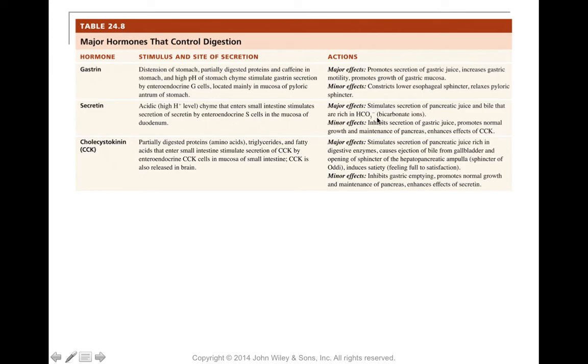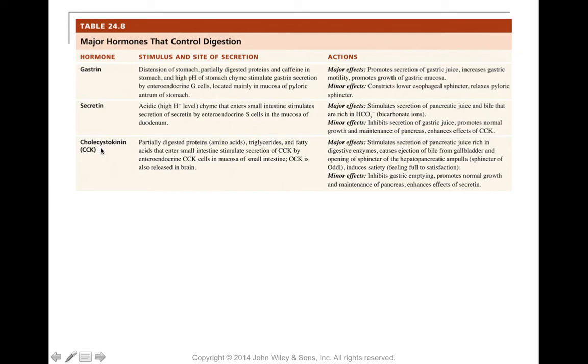The effects of secretin is that it stimulates secretion of pancreatic juice and bile. So all of a sudden we're going to have a ton of bicarbonate ions. Remember, bicarbonate ions are going to help increase the pH, so bring it back to a more normal level. Also going to help inhibit the secretion of gastric juices. It's telling us we no longer need it, right? The food's coming from the stomach into the small intestine, so we probably don't need any more gastric juice. And also it's going to help maintain the pancreas and enhance the effect of CCK.